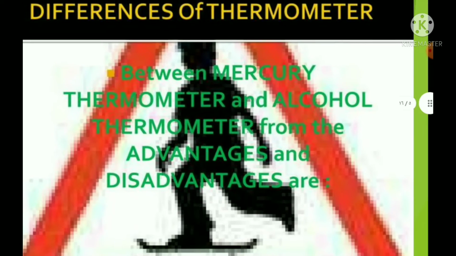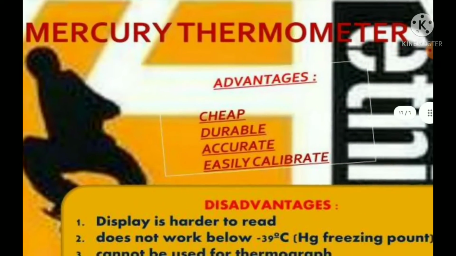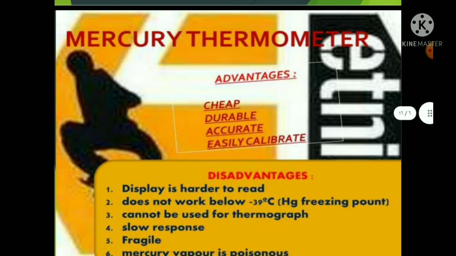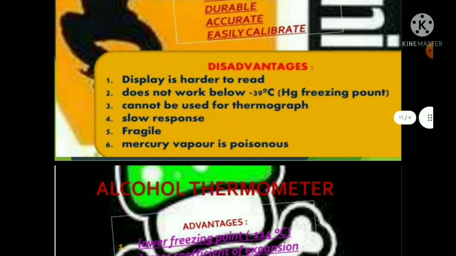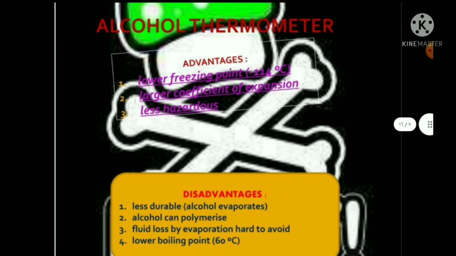Differences between the mercury thermometer and the alcohol thermometer, from the advantages and disadvantages, are: mercury thermometer. Advantages: it's cheap, durable, accurate, easily calibrated. Disadvantages: display is harder to read, does not work below minus 39 Celsius, the mercury freezing point, and cannot be used for the thermograph. Four, slow; five, fragile; six, mercury vapor is poisonous. Or the alcohol advantages: one, freezing point about minus 140 Celsius; two, larger coefficient of expansion; three, less hazardous.